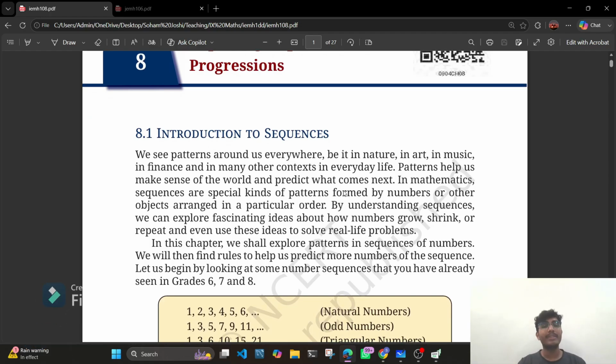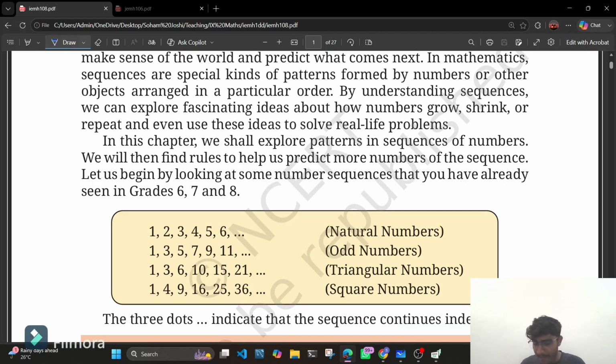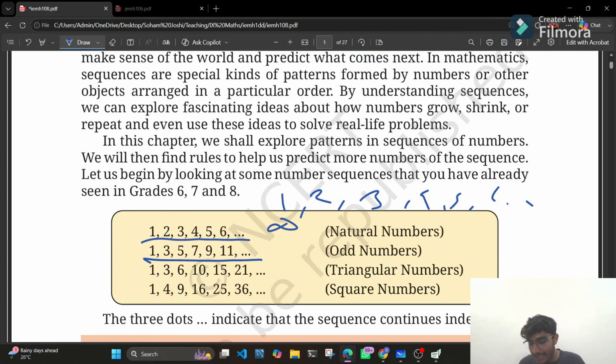Introduction to sequences. We see patterns around us everywhere: in nature, in art and music and finance, and in mathematics, as in numbers. There are many sequences. A very basic example of a sequence is the natural number sequence. Natural numbers start with one and go till infinity: 1, 2, 3, 4, 5, 6, 7, etc. Then we have odd numbers: 1, 3, 5, 7, 9, 11, 13, 15, 17, 19 till infinity.